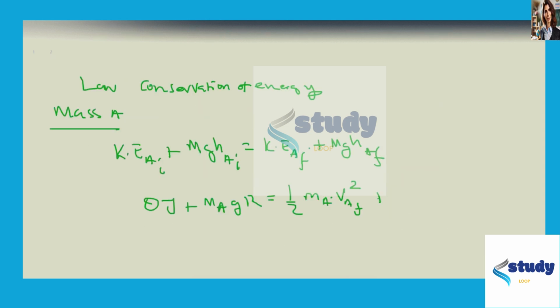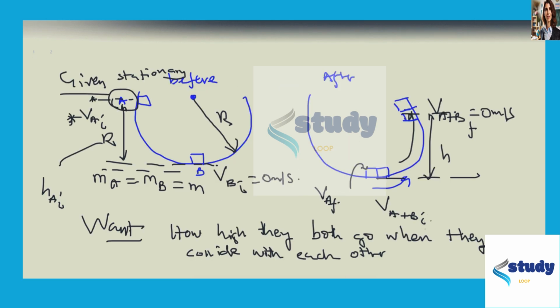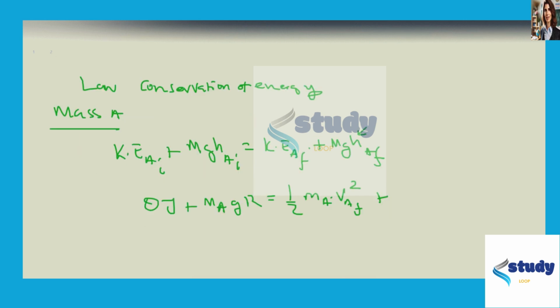And then plus the height, when they collide, this height right here is at 0 meters. So even though we're thinking about potential energy, at the base the potential energy is 0 joules. So then we end up having mass of A times g times r equals 1/2 mass of A times the final velocity of A squared.